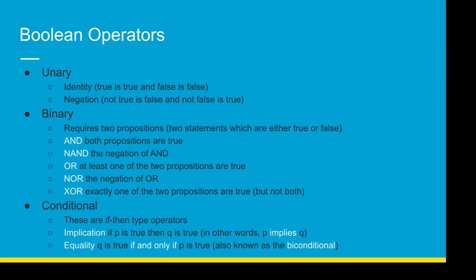Exclusive OR, XOR, is true when exactly one of the two propositions is true. So if they're both true, exclusive OR is not true, it's false. If they're both false, it's false. So exactly one must be true. One or the other, but not both. Regular OR is also called an inclusive OR. And then there's exclusive OR, which means only one or the other, but not both.